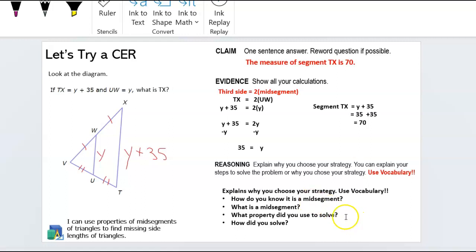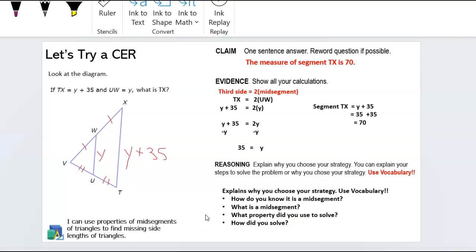And then finally, you want to mention how you wrote your equation. We did that by using that property that the midsegment is half of the third side, or the third side is double the midsegment, however you want to write it, but you should state the property in there somewhere as a way that you have written your equation. And then if you want to add a little bit in there about how you solved some of the work that you did, that's fine too. But you should try to hit all of those pieces in your reasoning.